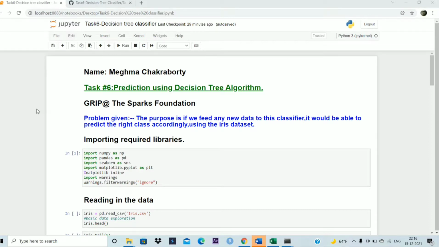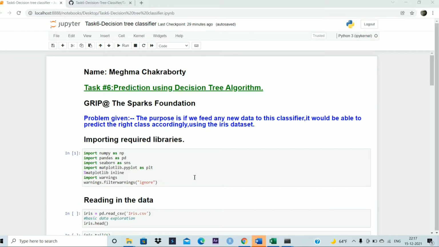It is the prediction using decision tree algorithm. The problem given is that our purpose is, if we feed any data to this classifier, it would be able to predict the right class accordingly using the iris dataset.